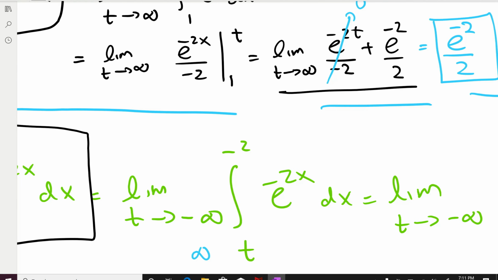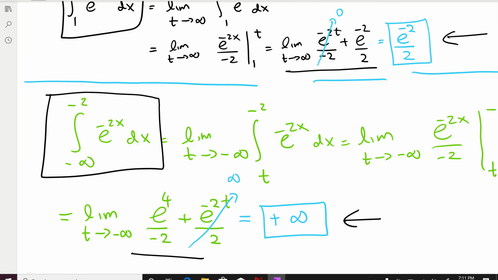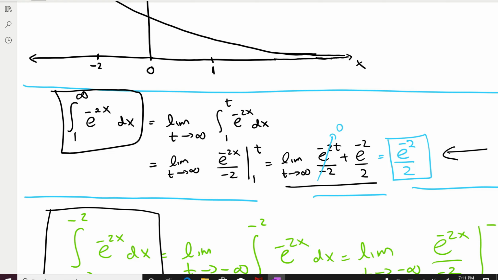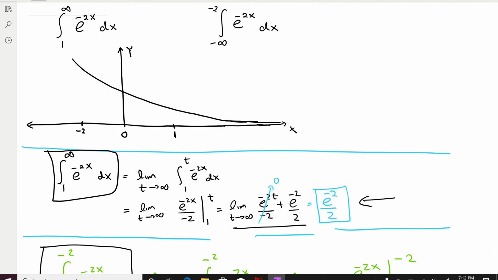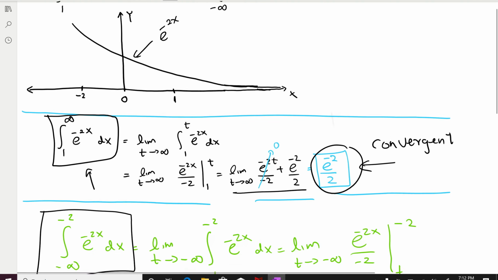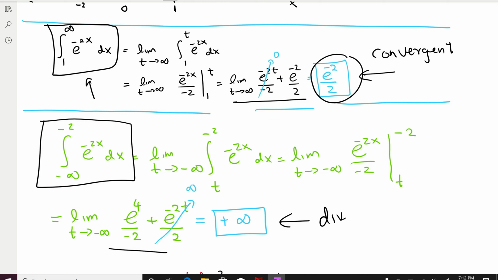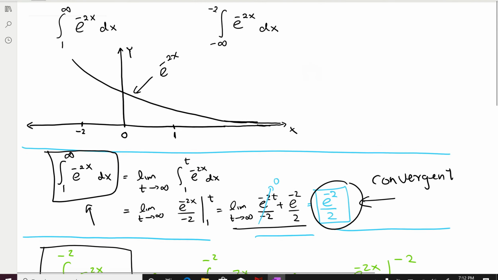Now we have to discuss the geometric meaning of convergence and divergence. What is the intuitive idea? To understand that, let's look at a picture. This is the function e to the negative 2x, and let's look at the first integral. This integral is a convergent improper integral, because the answer is a finite number. And the second integral is a divergent integral, of course, because the answer is plus infinity. Let's see what it means geometrically.